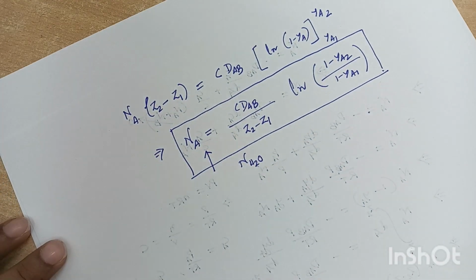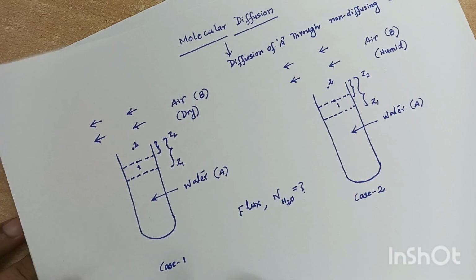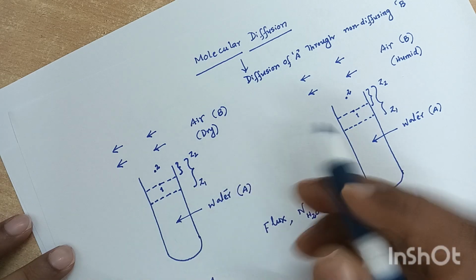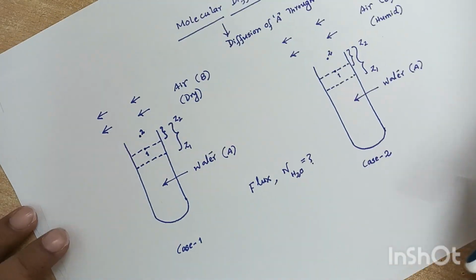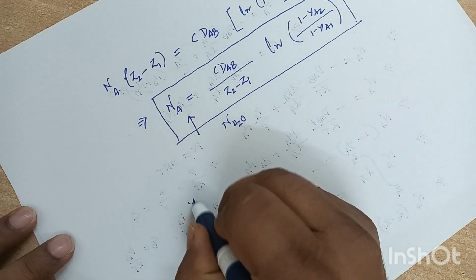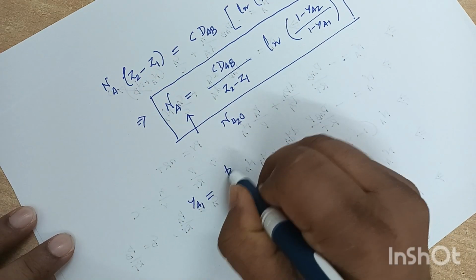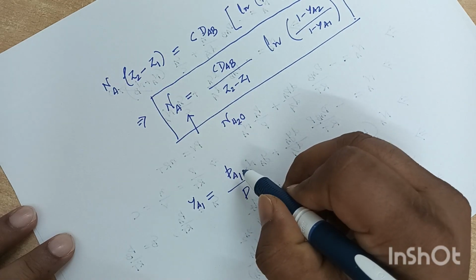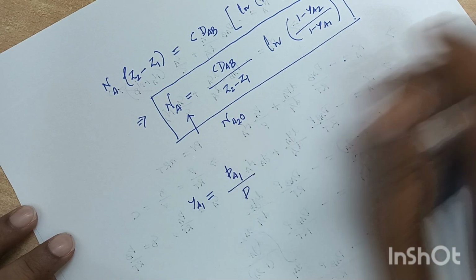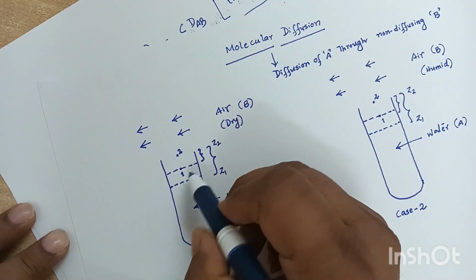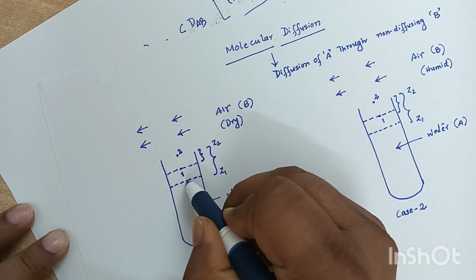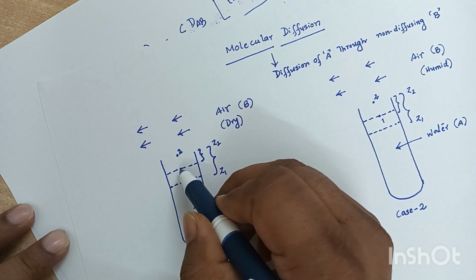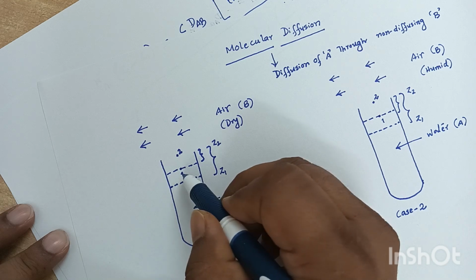Now, as I have mentioned, in two different cases, in case 1, air is dry. So if that is dry, ya1 can be easily calculated. ya1 is nothing but partial pressure at point 1 divided by total pressure. Now this partial pressure is nothing but the vapor pressure, because at the air water interface, it will be purely water. So most of the molecules will be water molecules, so you can easily take it to be the vapor pressure of water at point 1.